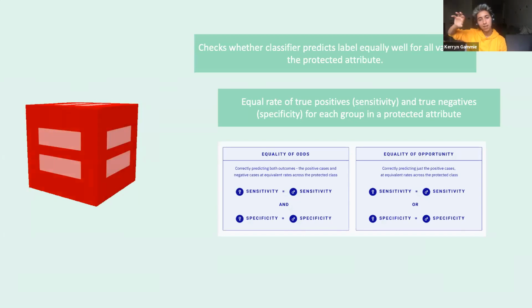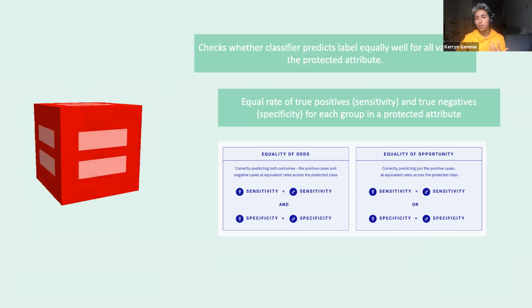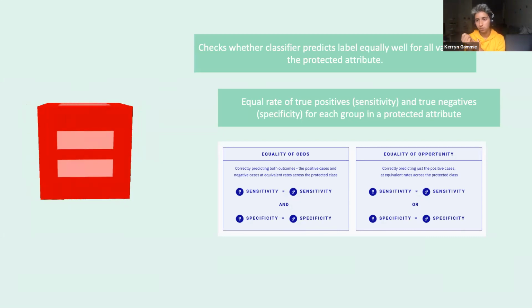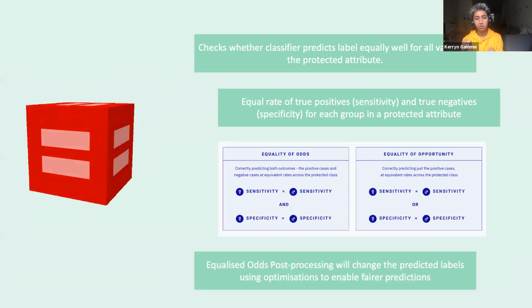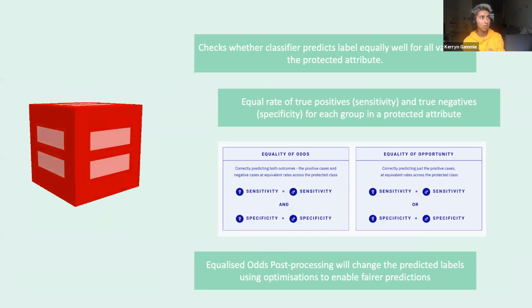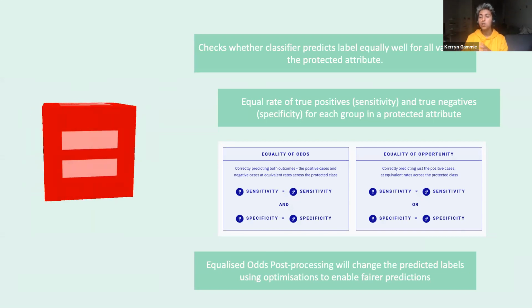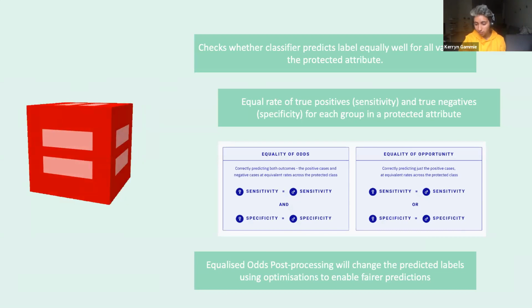And then you've got this idea of equal opportunity, which is a similar thing. The only thing that's different is it focuses solely on the positive class. Cool. So what this technique does, if you use this equalized odds post-processing technique, is it will change the labels using some kind of optimization scheme to then enable fairer predictions.